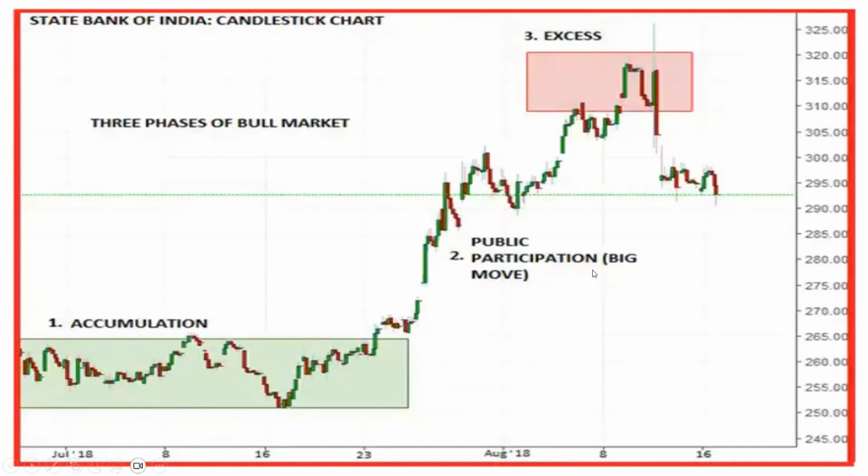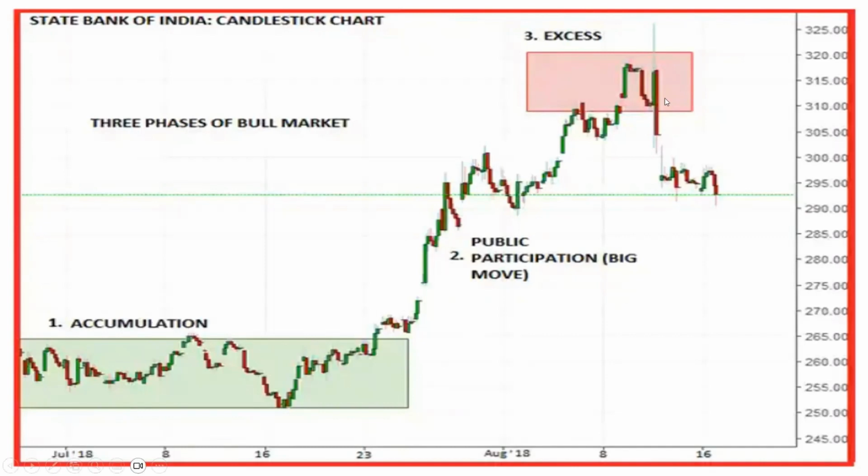Public participation. You might have seen some shares when they are at the lowest price. That is the accumulation phase, and then they just go very high. And when they are going high, the public comes to participate. Many people come and buy that. And due to public participation, the price again goes upwards.